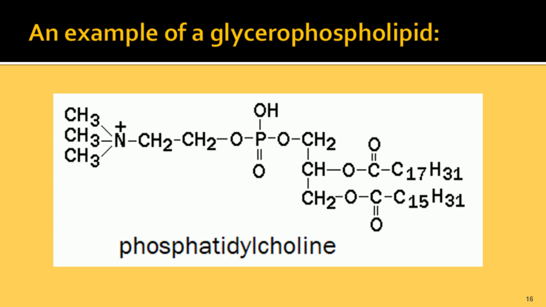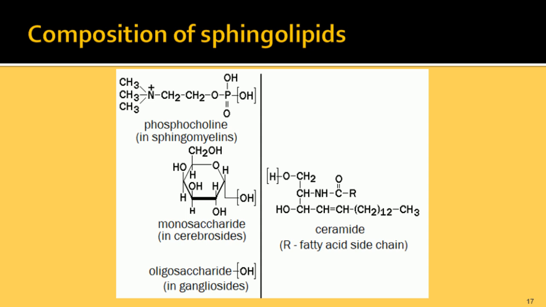The most common glycerophospholipids in membranes are phosphatidylcholines. The formula of one representative is presented on the slide. The fatty acid residues can be different, but the second hydroxyl group of glycerol must be linked with the residue of an unsaturated fatty acid, in this case linoleic acid.